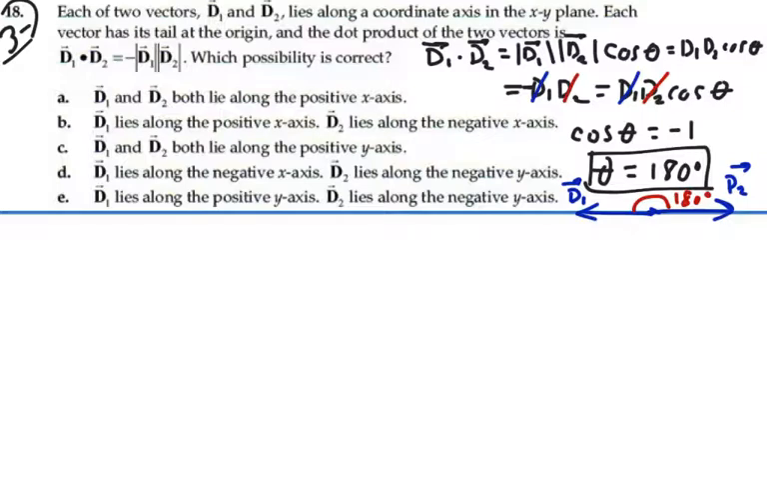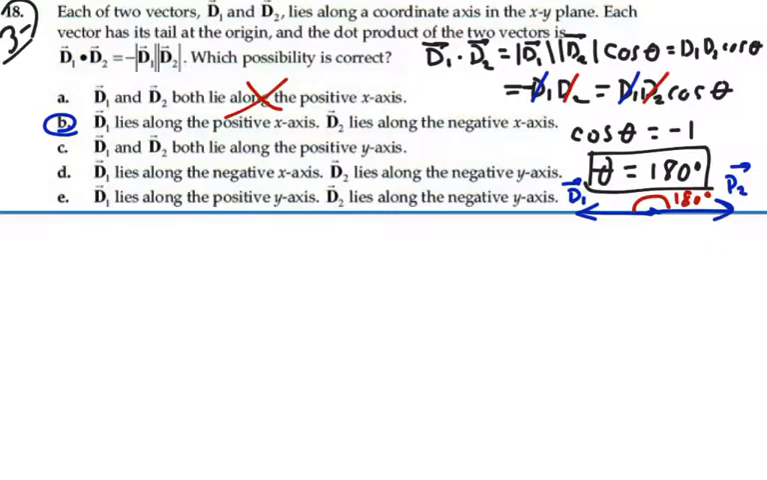A: d1 and d2 both lie along the positive x-axis. Not going to work because they'll be with a 0-degree angle between them as they're parallel. B: d1 lies along the positive x-axis, d2 lies along the negative x-axis. That actually is going to work. They're 180 degrees opposite. That is going to work. So we're going to keep that as a possibility.